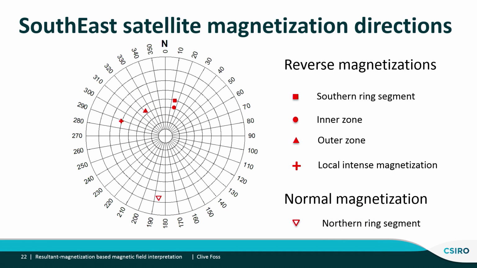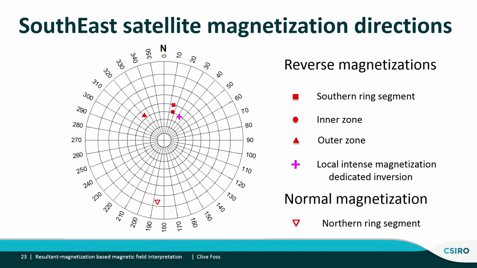The magnetization directions, the southern ring segment and the inner zone, very similar magnetization directions. The outer ring zone, which is more diffuse and has a hole in the middle, is less reliable. This small body that explained the central anomaly in the main inversion is completely unreliable. This is the normal magnetization of that northern ring segment. This is the direction of that central body in its own dedicated inversion, and it brings it in very well into agreement with these magnetization directions.